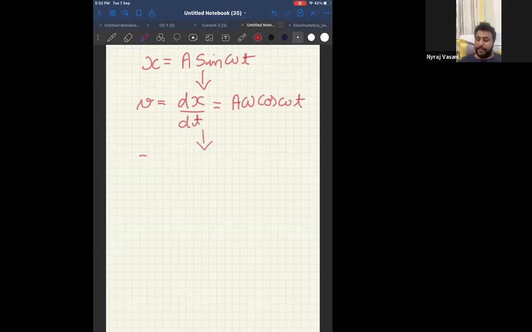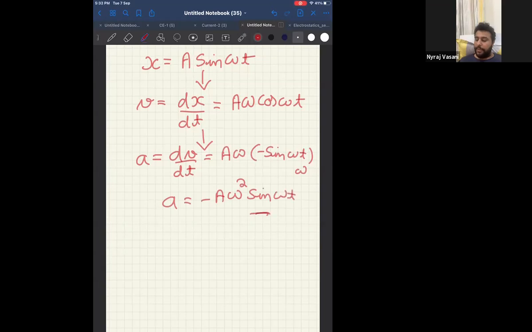Now, what is my acceleration? Can I say acceleration is nothing but the differentiation of velocity? Now tell me, what is the differentiation of A omega cos omega t? A omega is a constant. Differentiation of cos omega t is minus sine omega t into omega. So can I say my acceleration is minus A omega square sine omega t?